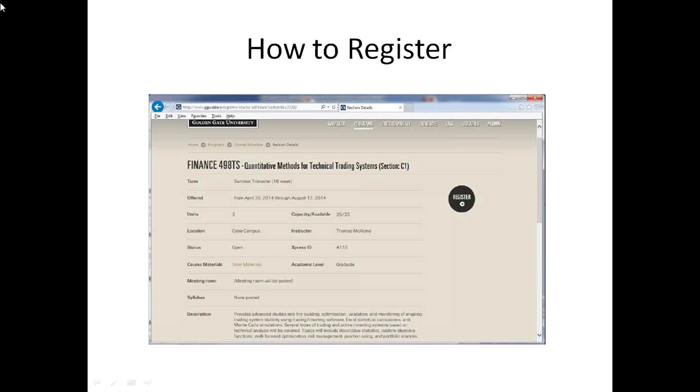How to register? Here's the website. There will be a syllabus posted. I have a syllabus. If anybody's really interested in getting their hands on one right now, I can email you one. I've got it, going through the process.